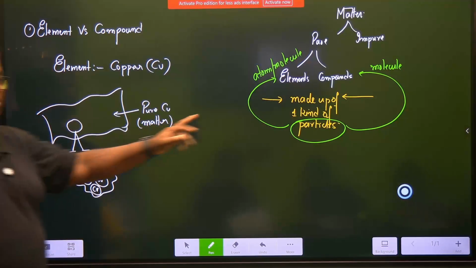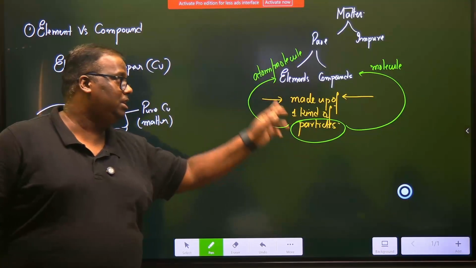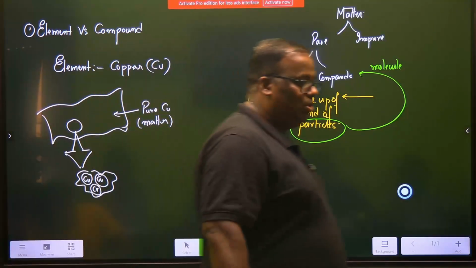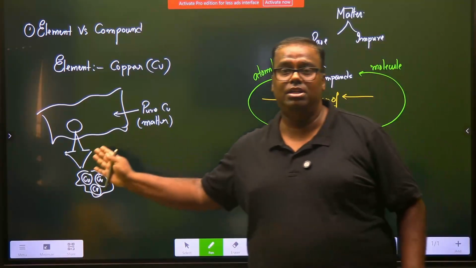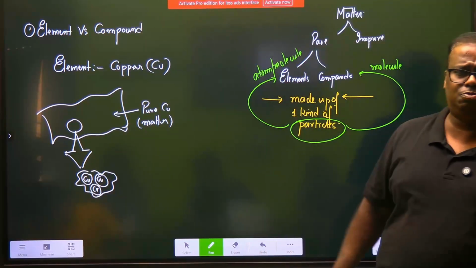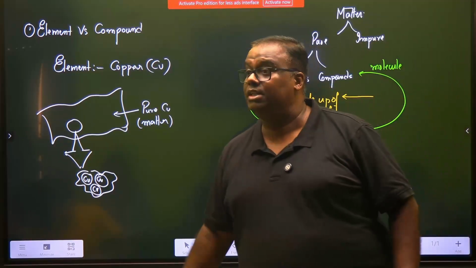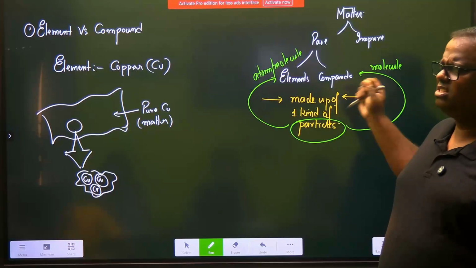I look back to my definition, made up of one kind of particle. Being an element, here the particles are atoms. Is this clear? Okay? Then only I will say that this is an element. This is an element and elements are always in pure form. So somebody may ask you, is an element a pure form of matter? Yes. Is a compound a pure form of matter? Yes. What is the thin line difference?